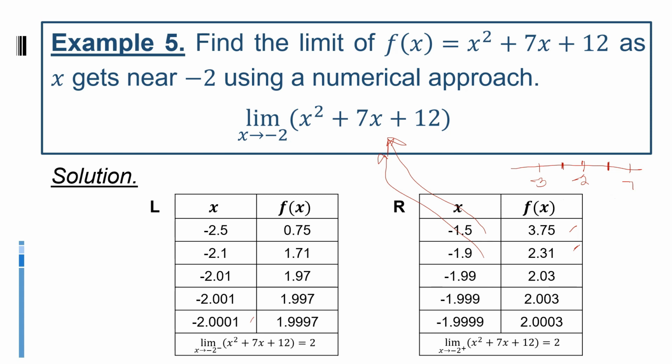So kapag mas marami pa yan, negative 1 point tapos 1,000 na 9, makikita ninyo na super lapit na niya kay 2. The limit as x approaches negative 2 from the right of x squared plus 7x plus 12 is equal to 2. Since the left-hand limit approaches 2 and the right-hand limit also approaches 2, then we say that the limit as x approaches negative 2 of x squared plus 7x plus 12 is equal to 2.